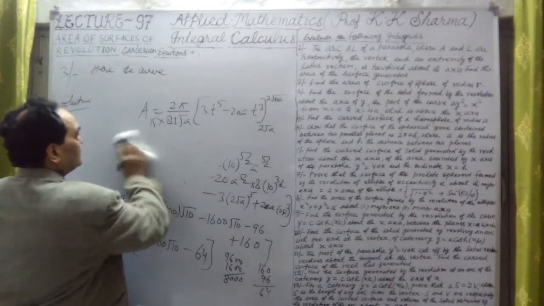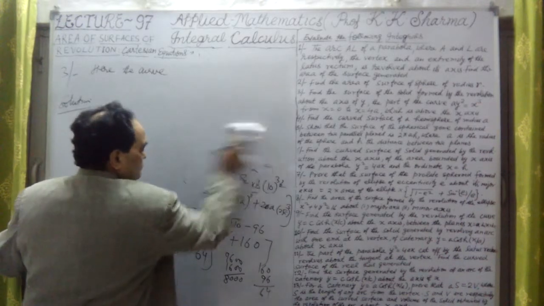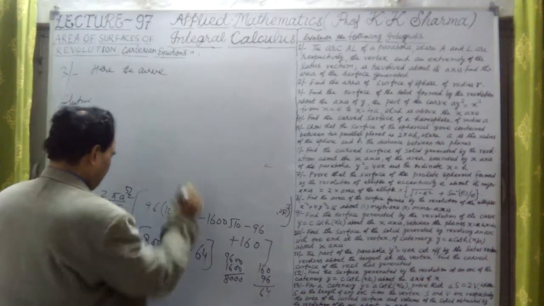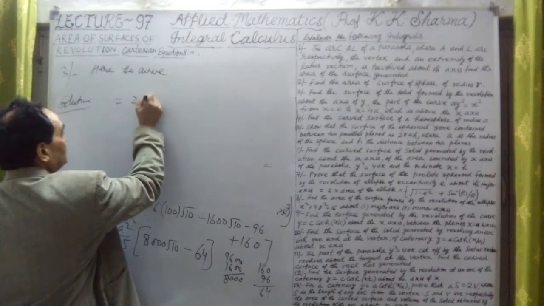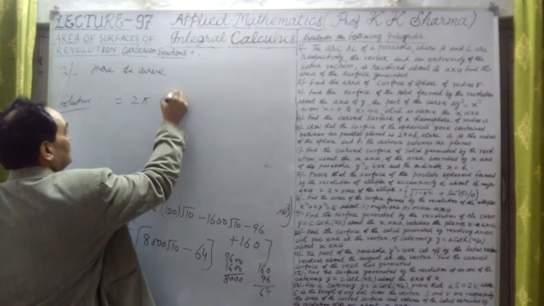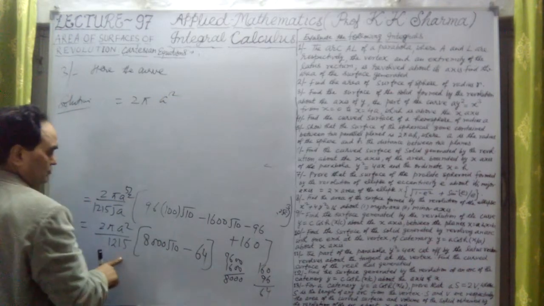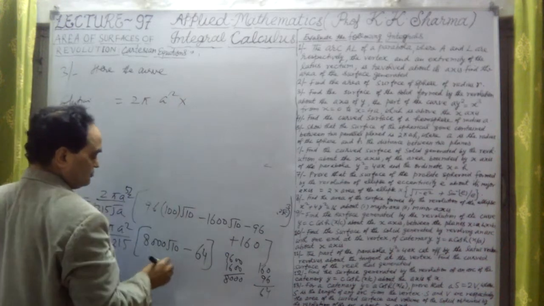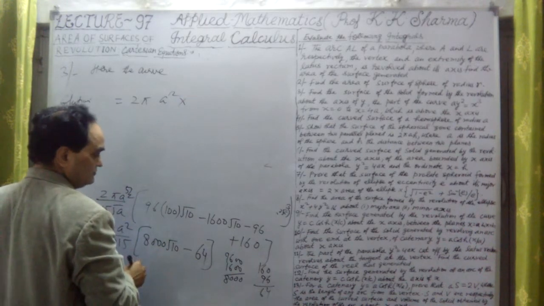So I can take some common value. Something is common here. So what is common out of 64 into this? This is nothing but twice pi into a square, because an odd number is there in the denominator, so it cannot be cancelled out. Only the numerical value is common. Let me take 16 common.